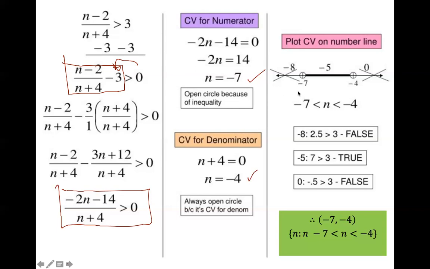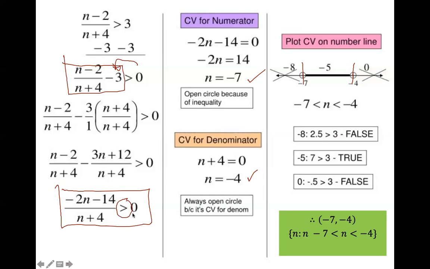So plotting it in the number line, you have -7 and -4. Then again, you look for test points in each interval. So it's divided into 3 intervals. Any test points will do. So here we have -8. Substituting -8, here -8 is substituted in the original rational inequality. But you can substitute it in the simplest inequality.